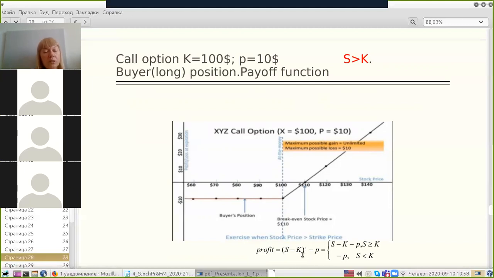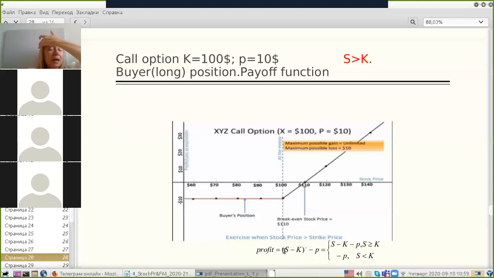What does this plus mean? It means that it will be S minus K when S is more than K, and K minus S when S is less than K. So it is similar to the forward contract. This S minus K is the profit, S minus K as in a forward contract, and this is your function. But minus P is the net profit.